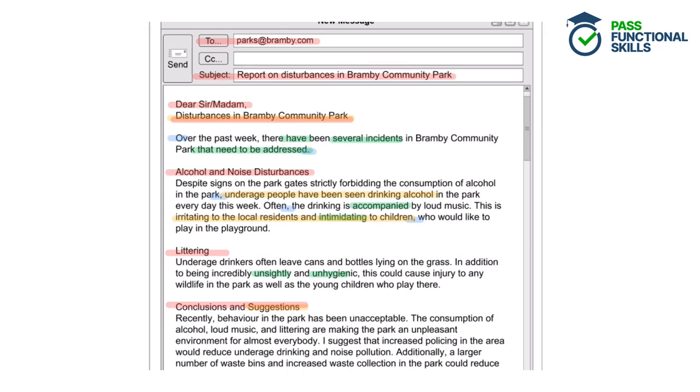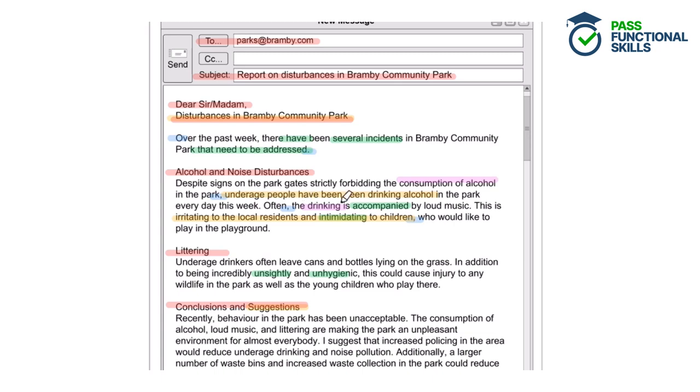So within the same paragraph, all sentences should be referring to the same topic, and the sentences should flow on from one another. So for example, we have, despite signs on the park gates strictly forbidding the consumption of alcohol in the park, underage people have been seen drinking alcohol in the park every day this week. So in the next sentence, we are returning to this topic of drinking, so drinking alcohol. So we've linked the two sentences together because they're about the same thing.